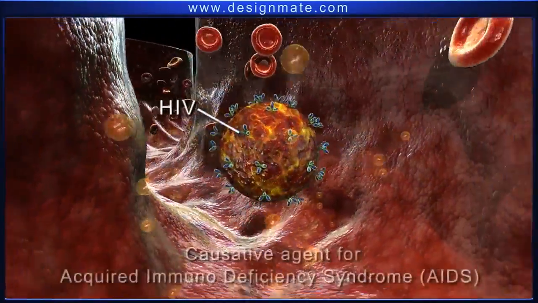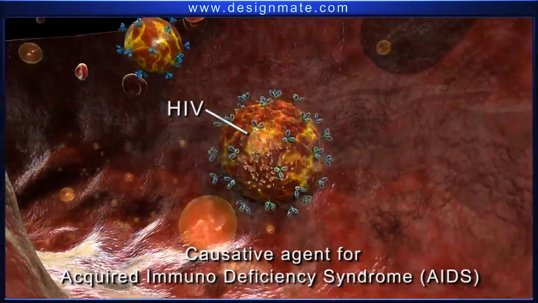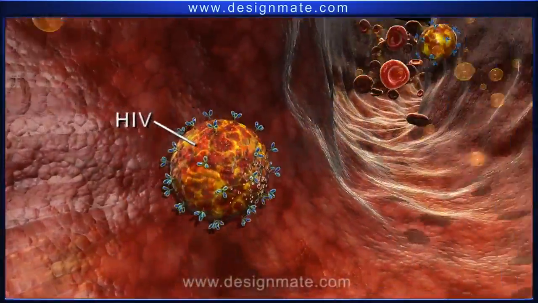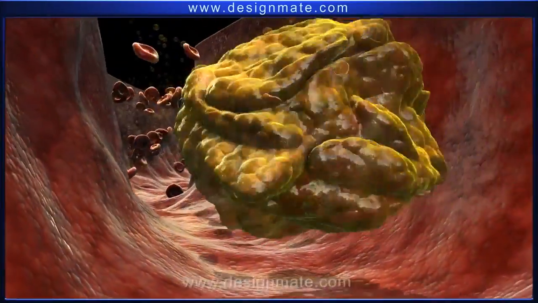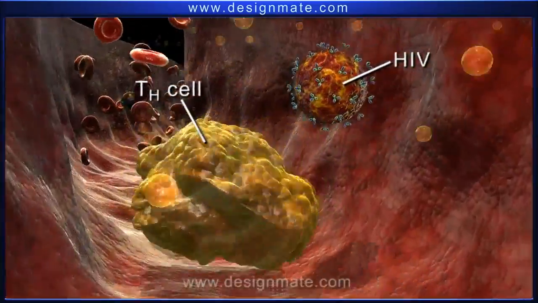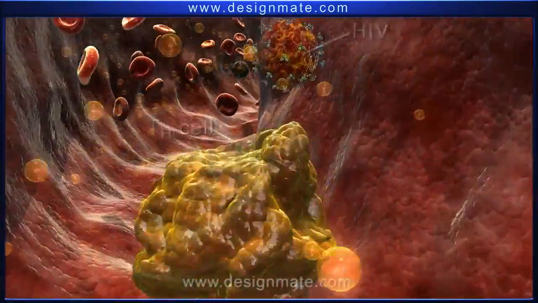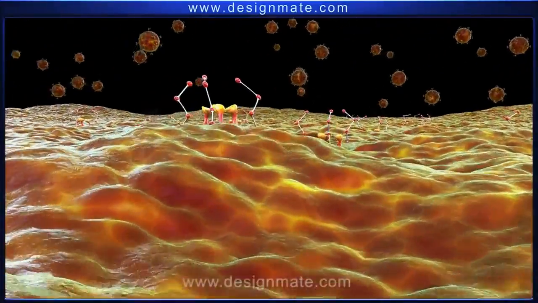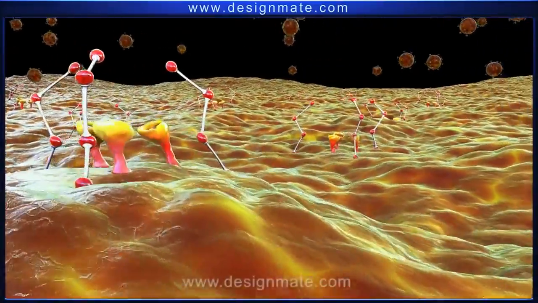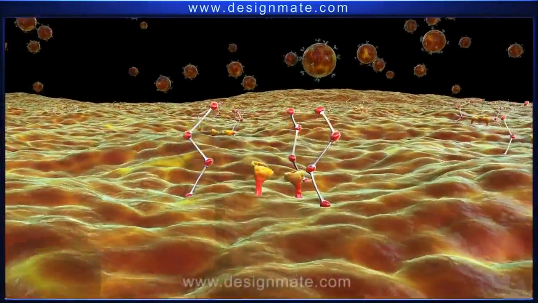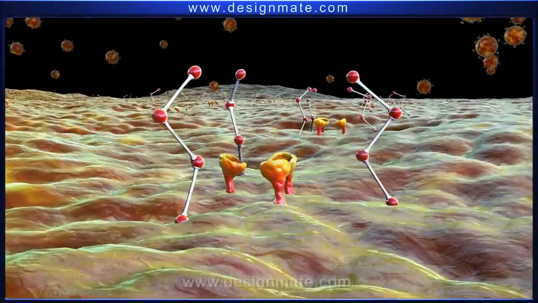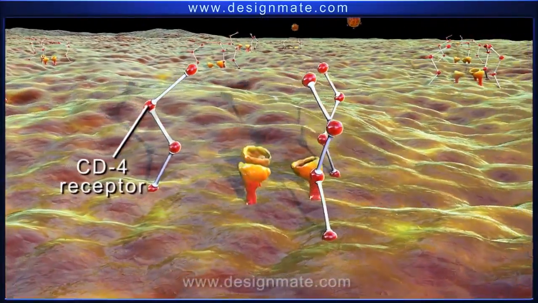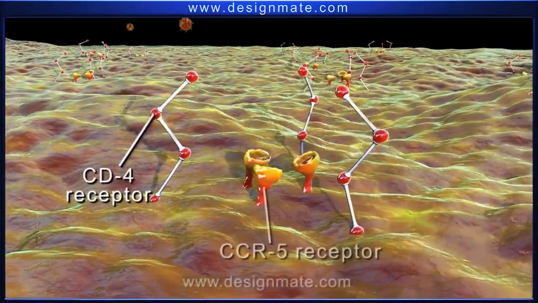This virus is the causative agent for acquired immunodeficiency syndrome, or AIDS. While this HIV moves in the bloodstream, it comes in contact with the T helper, Th cells. A closer look at a T helper cell reveals that its surface has numerous glycoprotein receptors. These glycoprotein receptors are of two types, the CD4 receptor and the co-receptor or secondary receptor known as CCR5 receptor.